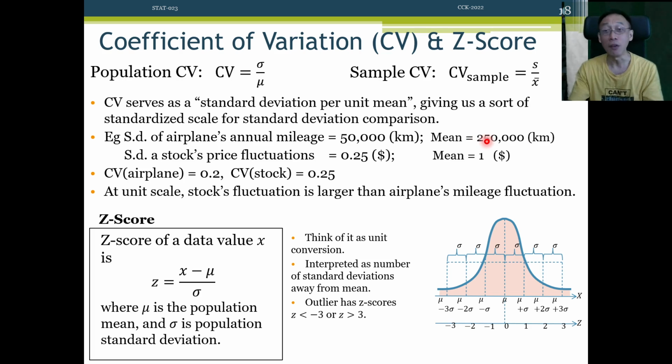And of course, at a mileage of 200,000, the Z-score is -1. That's right. And of course, you can have a fractional Z-score, right? So half a standard deviation away would be 275,000 kilometers. Then your Z-score is 0.5, or plus 0.5.